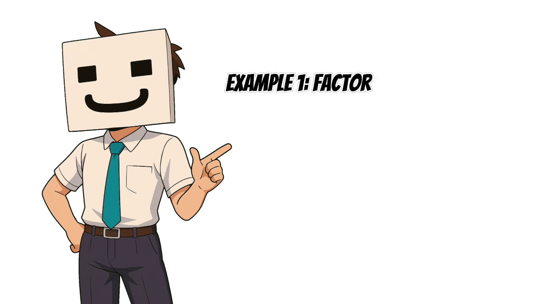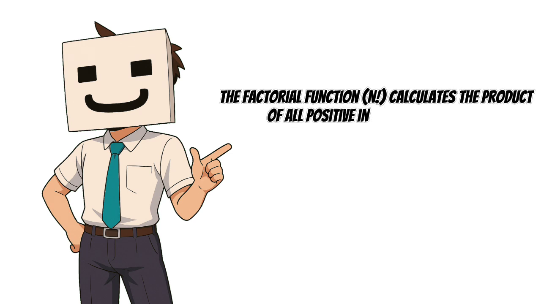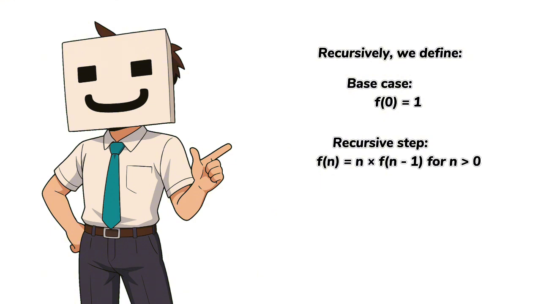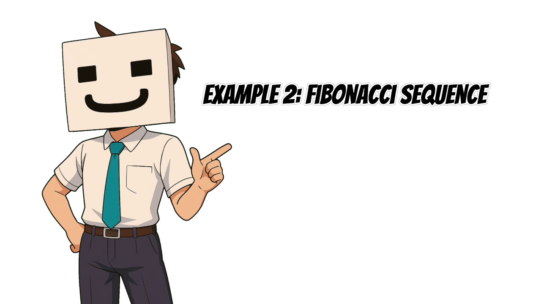Example 1. Factorial function. The factorial function, n factorial, calculates the product of all positive integers from 1 to n. Recursively, we define base case: f(0) = 1. Recursive step: f(n) = n × f(n-1) for n > 0. So, f(3) = 3 × f(2) = 3 × 2 × f(1) = 3 × 2 × 1 × f(0) = 3 × 2 × 1 × 1 = 6.